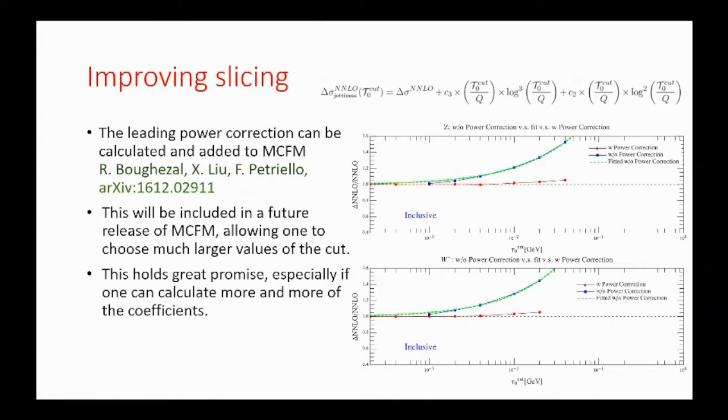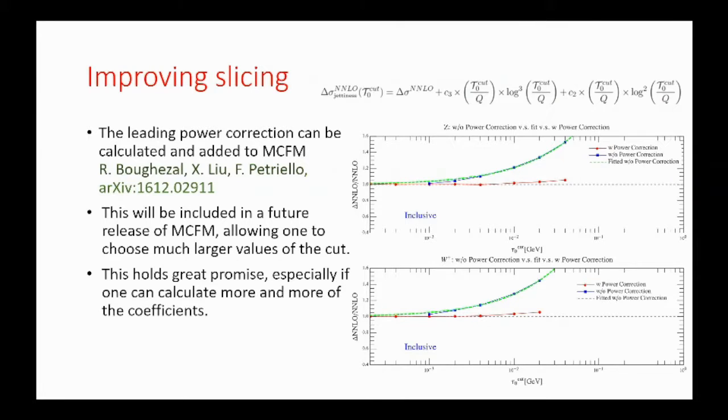So usually here you see the normal one, which is now in MCFM. You can calculate these points. You see here the dependence. You can fit to it, and you get this curve. Now, if I include this term, these people right here calculated this term analytically. If you calculate that analytically, you get dramatically different behavior, and you can use this slicing cut much larger.